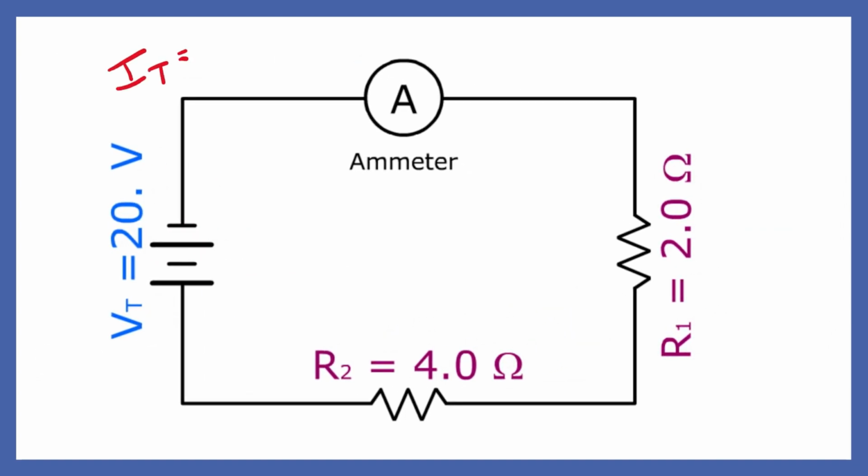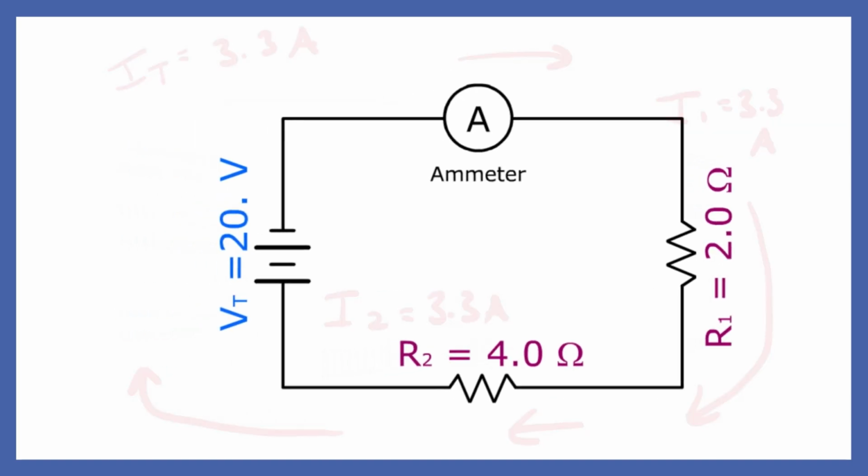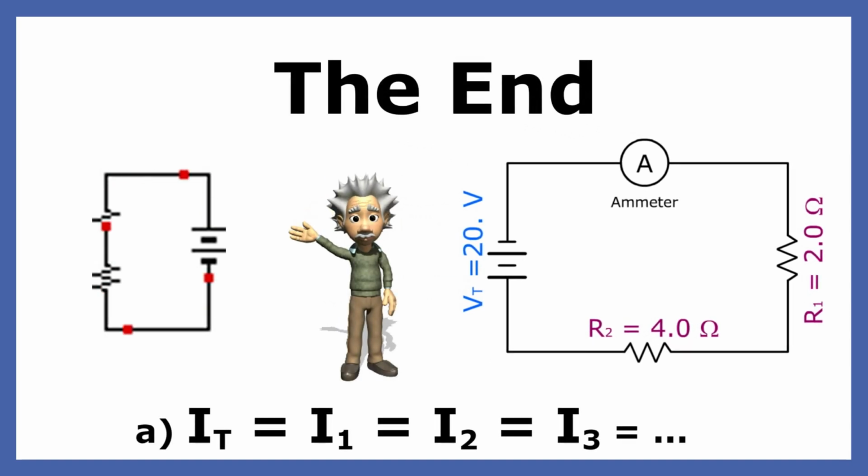Since there is only a single current in a series circuit, the total current coming out of the source is equal to the current going through both resistors. In a series circuit, the current coming out of the source is equal to the current going through each resistor.